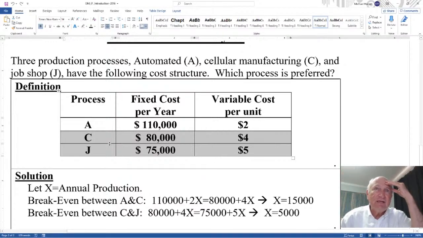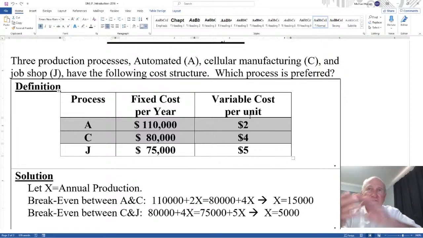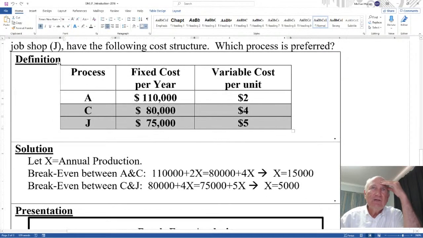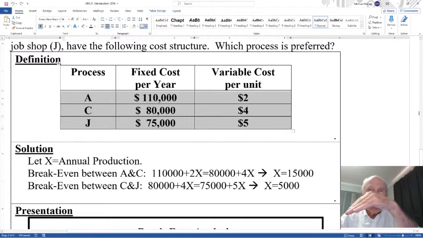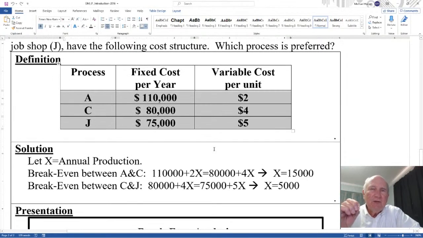Okay, let's do the same with A and C. Well, the difference here between 80 and 110 is 30,000. I'm saving $2 per unit. So how much do I produce to where those costs are going to be the same? Well, half of 30 is 15, so 15,000. So now I have a rough idea that the break-even between A and C is 15,000 units, and C and J is 5,000. I have a good idea of what the answer is. So I understand the problem before I do the arithmetic. So the second is arithmetic. And let me just say, the arithmetic should validate your understanding of the problem.